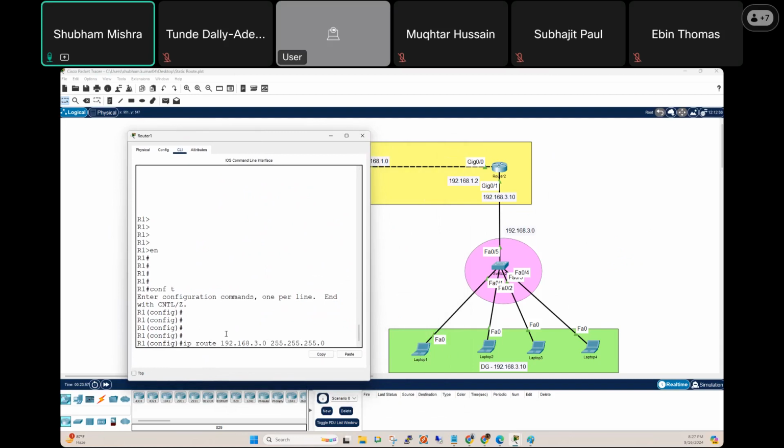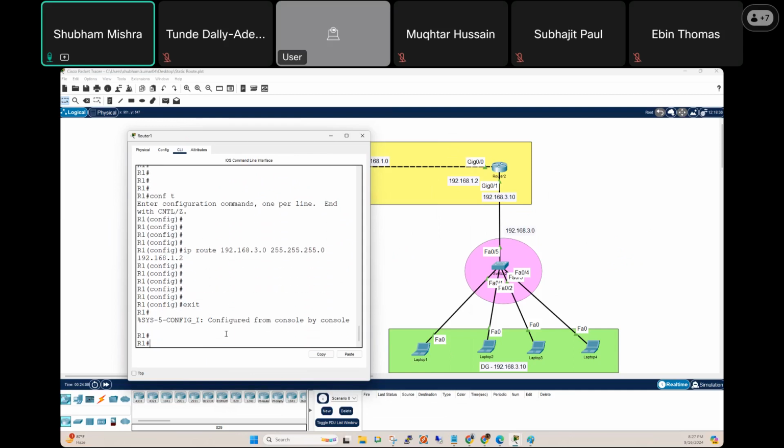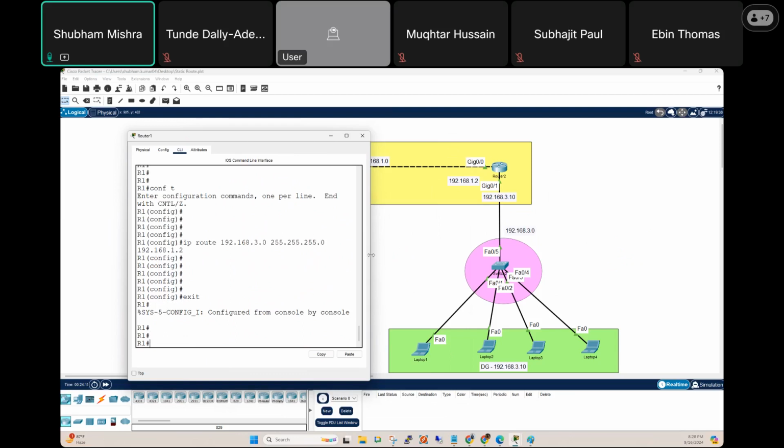Done. Then writing the default gateway. That is 192.168.1.2. Tell me yes, everyone, yes or no? Yes. So I mention this command on R1.